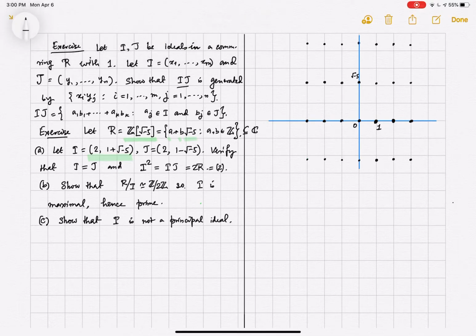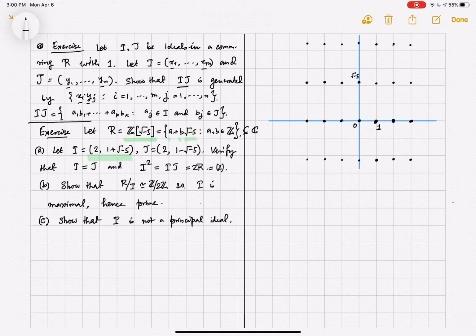I have a preparatory statement up here first, which I'll just leave as an exercise. It says that if you have two ideals I and J in a commutative ring R with 1, and I is generated by elements x1, x2, ..., xm, and J is generated by elements y1, y2, ..., yn, then the product ideal IJ is generated by pairwise products of the generators, of the form xi times yj, where i runs from 1 to m and j runs from 1 to n. This is sort of immediate once you know what IJ means.